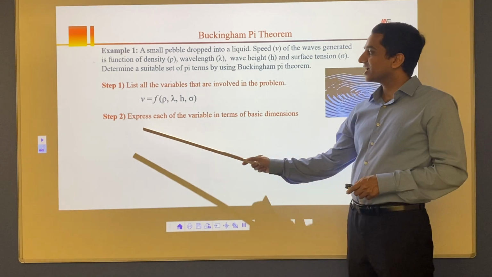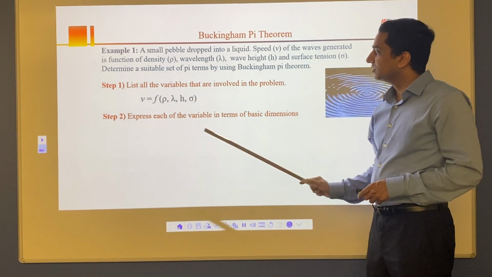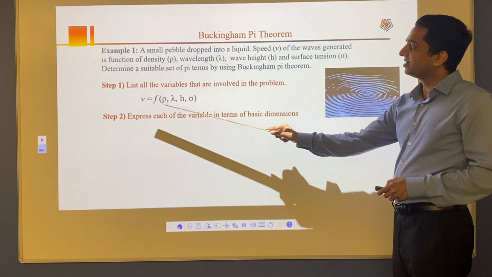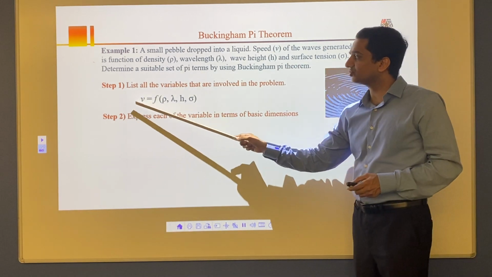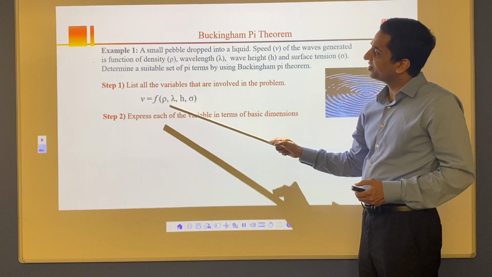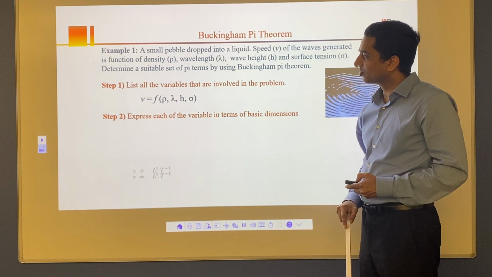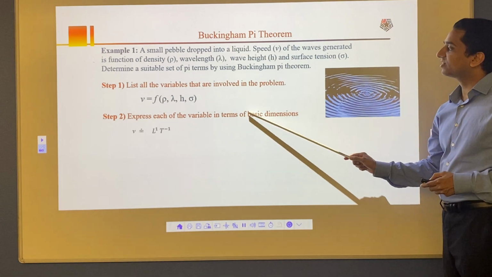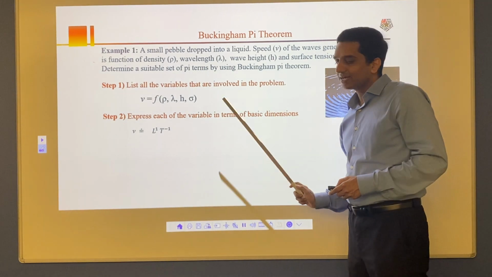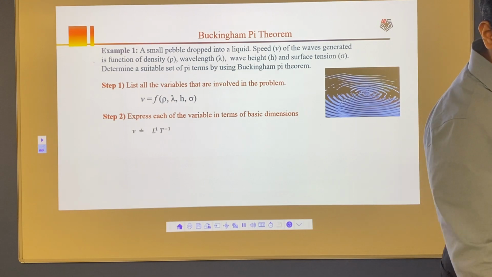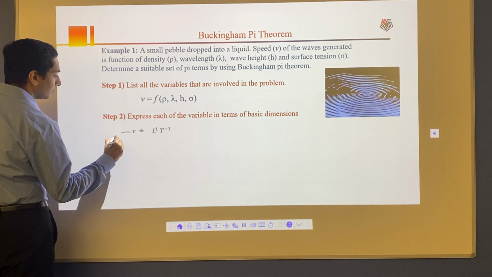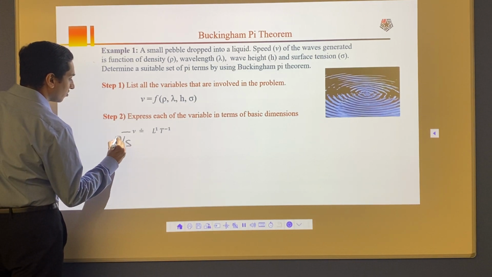Step 2 says, express each of the variables in terms of basic dimensions. What does it mean? It means that all these variables have a dimension. For example, this one, meter per second, that's the unit of speed or velocity. Density, wavelength, wave height, all these have some units. So you have to express them in terms of basic dimensions. Basic dimensions are mass, length and time. So velocity is nothing but meter per second or feet per second.